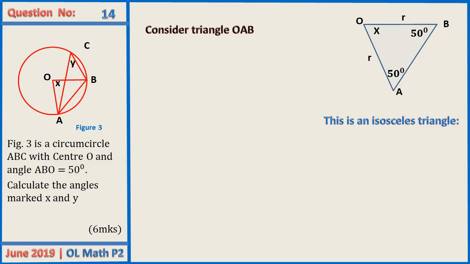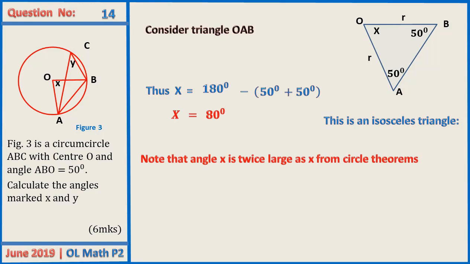So the remaining angle there is x. Therefore, 50 degrees plus 50 degrees plus x must give us 180 degrees, the sum of interior angles of a triangle. So x must be equal to 180 minus the sum of the two angles, which are 50 each, giving us 80 degrees.